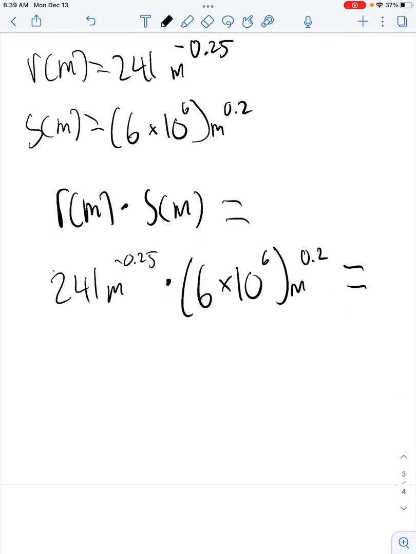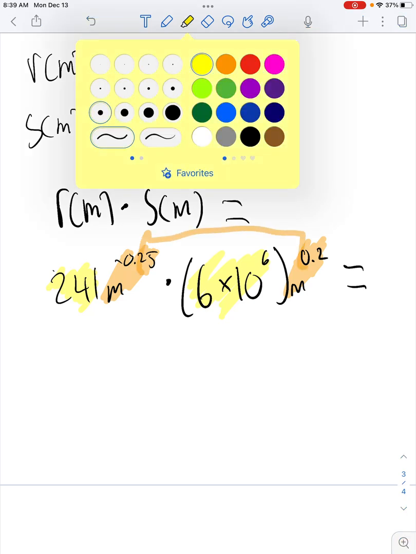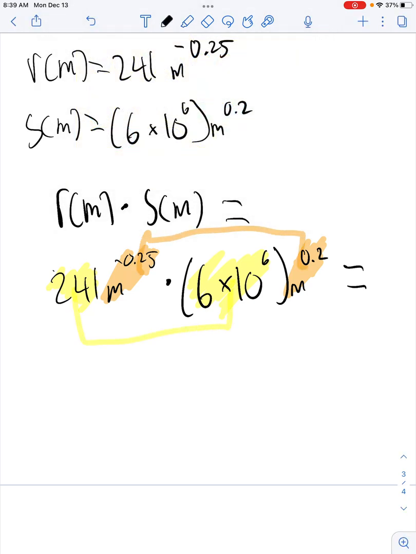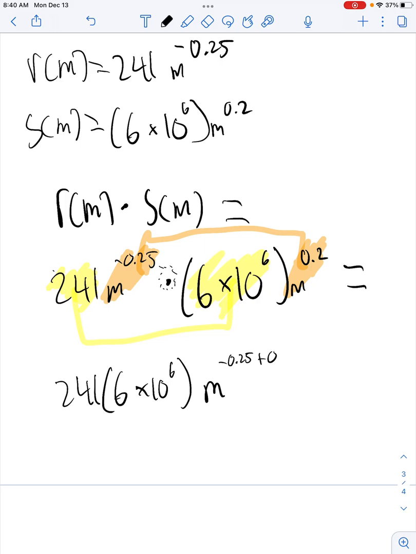First step is I'm going to combine what I know. So I'm going to multiply this 241 with this, which is just a number. And then I'm going to multiply my M's because they have the same base, and combine those. So let's say 241 multiplied by 6 times 10 to the 6th power, and then that's going to be M. Now, again, multiplying, I know that I'm going to add these exponents.